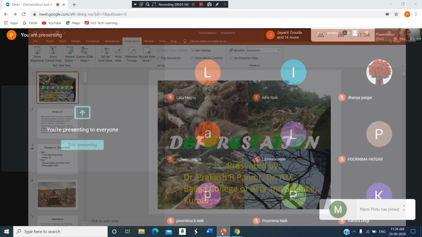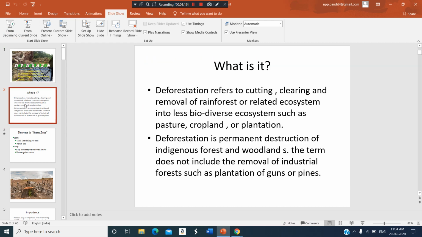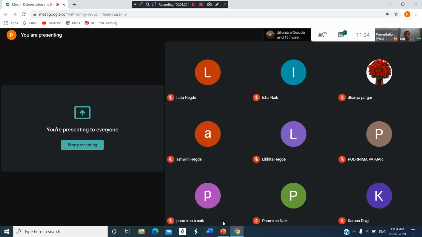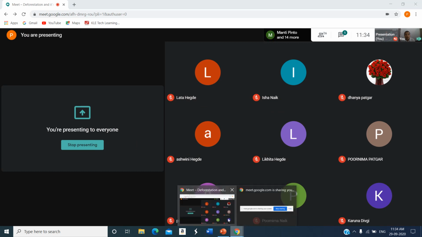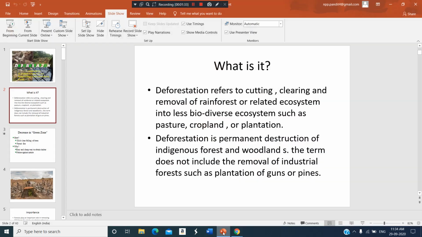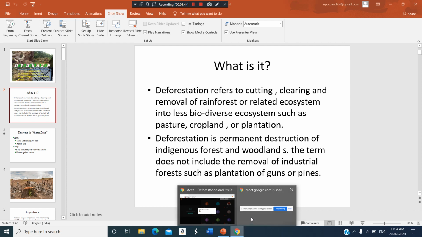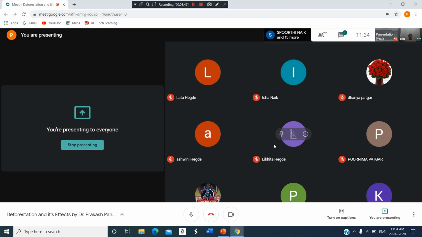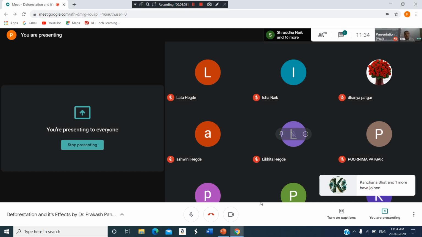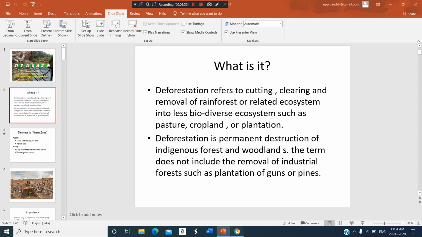What actually is meant by deforestation? Deforestation refers to the removal of the forest. In simple terms, it is nothing but the removal of the forest. We call it deforestation. How? By cutting or clearing or totally removing the forest or related ecosystem, and thereby we are making our earth totally barren. So this is what we call deforestation.